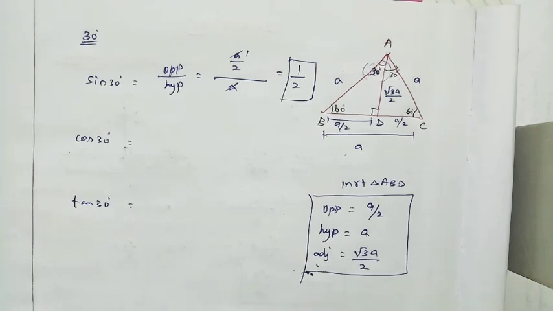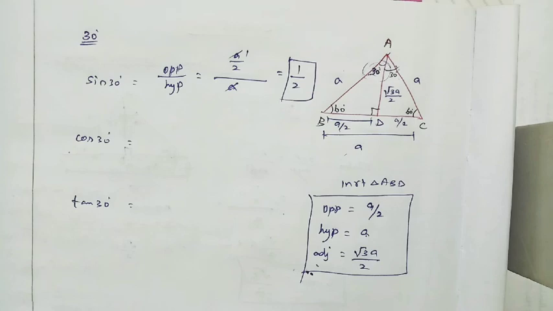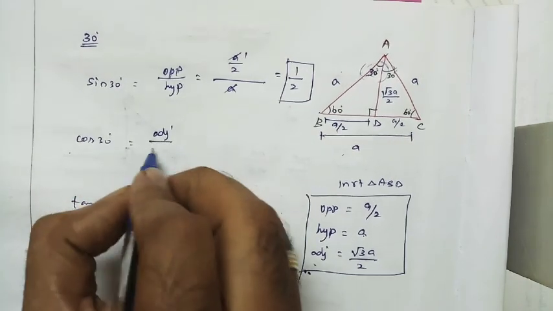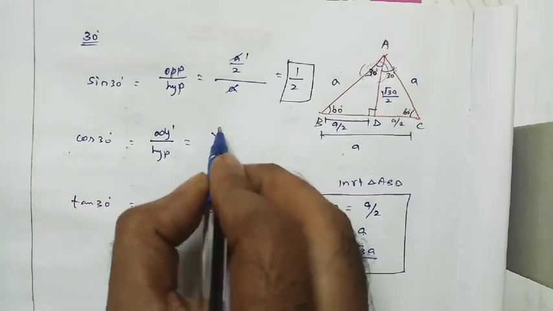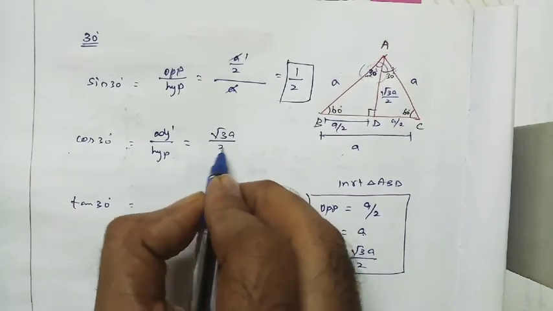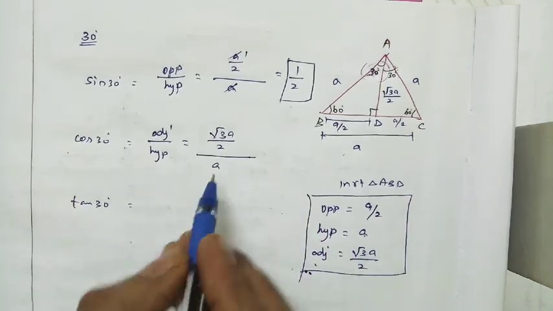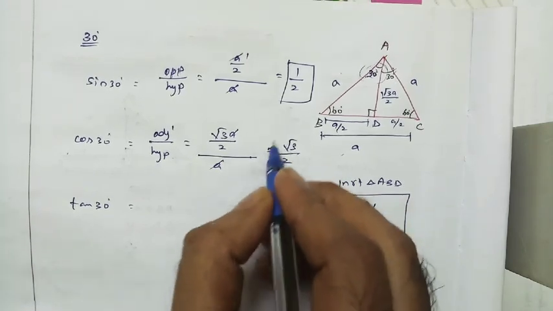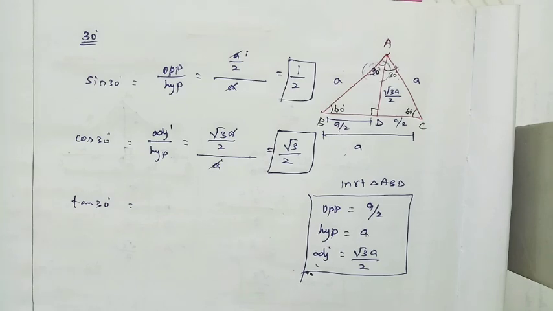Next, cos 30. Cos theta is adjacent side divided by hypotenuse, right? So what is the adjacent side? Root 3 A divided by 2, whole divided by A, since the hypotenuse is A. Then A will get cancelled. So root 3 divided by 2 is the value of cos 30 degree.